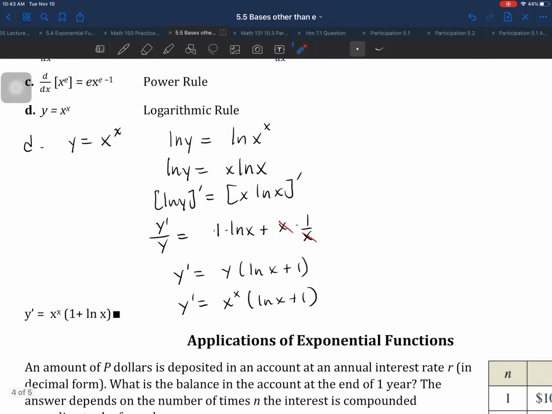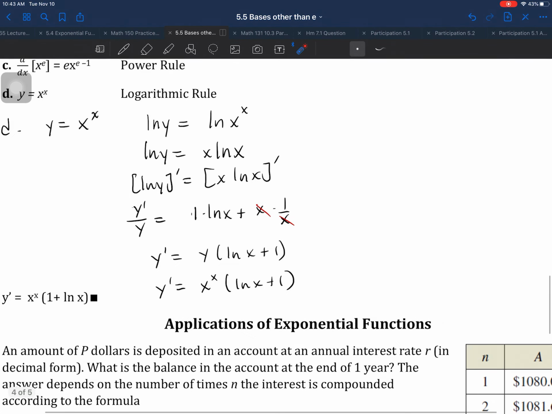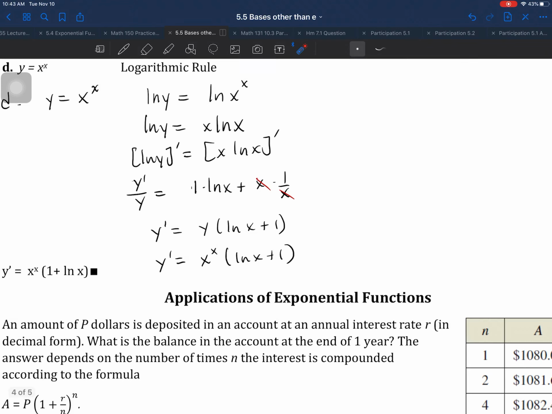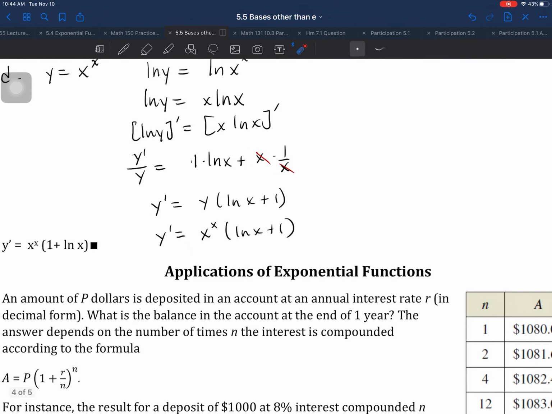So now we're going to take the derivative of the left side. We're going to have to use the product rule for the right side. The derivative of the left side is going to be 1 over the inside times the derivative of the inside, which is y prime over y. The derivative for the right side, using the product rule, is the derivative of the first, which is 1, keep the same one, plus x times the derivative of the second, which is 1 over x. Those will cancel each other out, giving you 1. And therefore, now we have natural log of x plus 1.